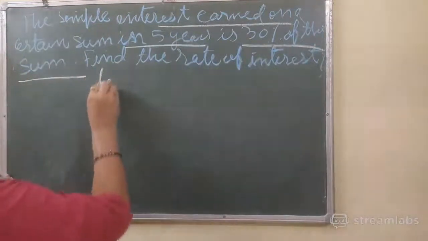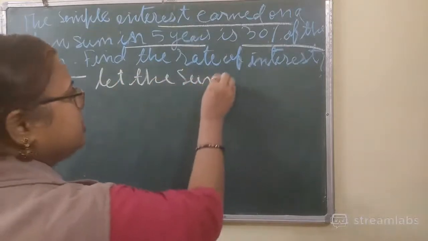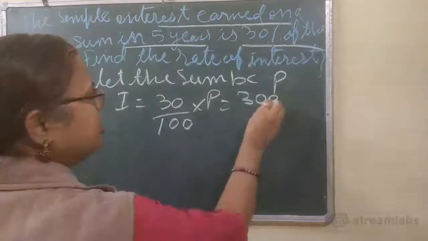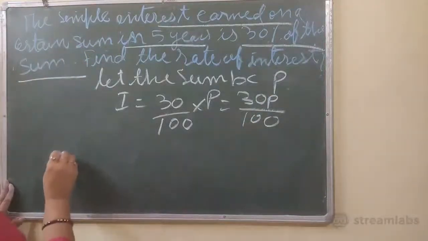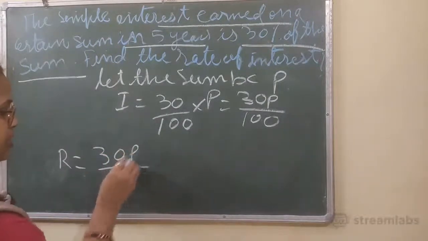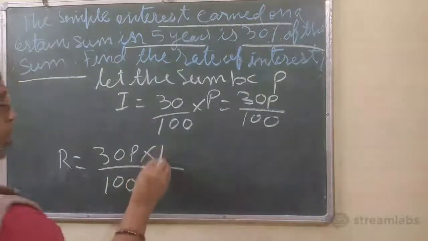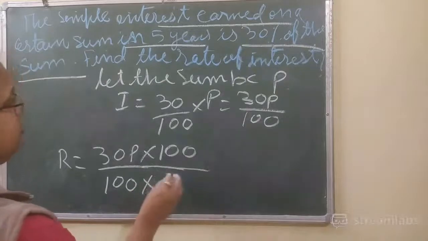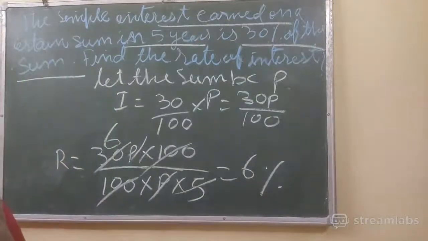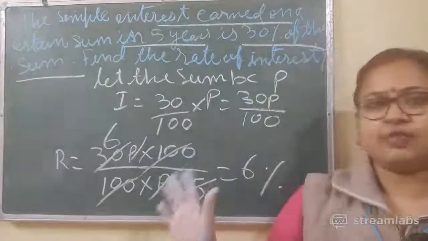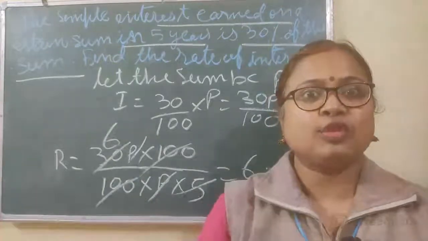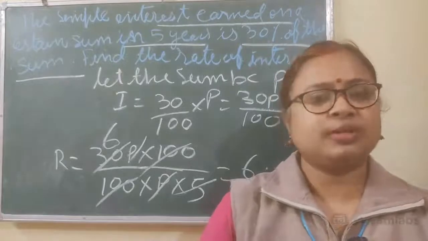So, let the sum be x. So, then simple interest will be what? 30 of x or 30p by 100. Find the rate of interest. So R is equal to what? Sorry, R is equal to simple interest into 100 divided by what? This is cancelled. This is what? 6. So your answer will be what? 6%. Clear? It is not difficult. It is very easy. I hope you all have also done all the sums now only. So please utilize this time to solve the questions, to understand the questions and to match the process and the answer with me.